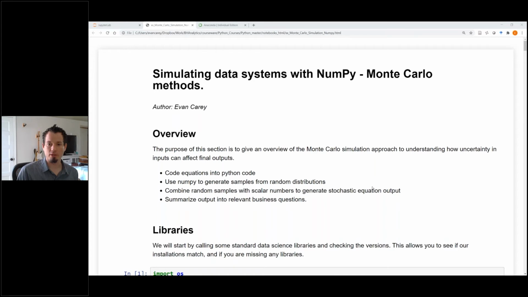All right, so the topic for today is simulating data systems with NumPy using Monte Carlo methods. Monte Carlo methods has a nice history from the Monte Carlo casino to understand distributions of potential outcomes. And that's sort of where that nomenclature comes from. What we're going to talk about today is using these simulation approaches and specifying what we'll call stochastic equations to understand how uncertainty in inputs affects our final outputs.